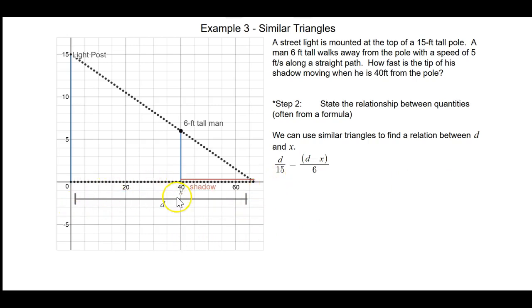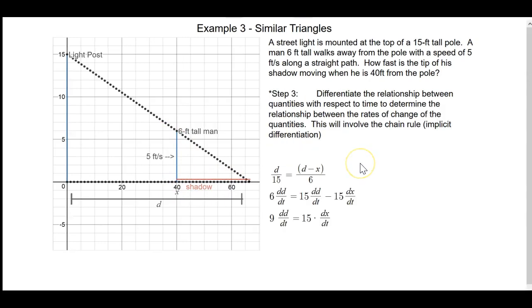Remember, the ratio of the sides is going to be the same. So d over 15 is going to be equal to d minus x over 6. So there's my relationship that I'm going to differentiate. Differentiating both sides implicitly, I end up with an expression in dd/dt and dx/dt.